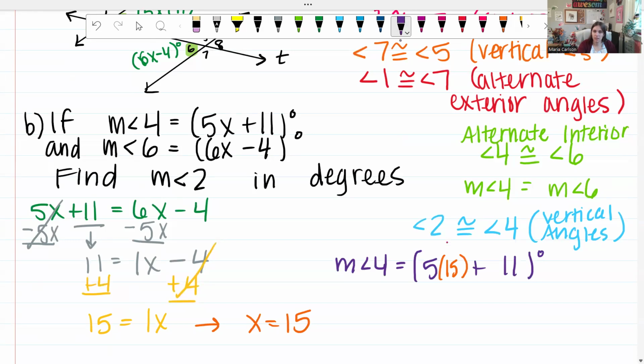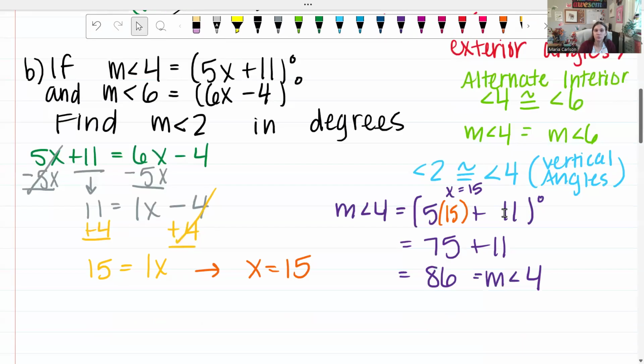This was originally x. And now I can multiply. 5 times 15 is 75. Plus 11 gives us 86. So the measure of angle 4 is 86 degrees, which means then, since angles 2 and 4 are congruent, the measure of angle 2 is also 86 degrees. Angle 2 is also 86.